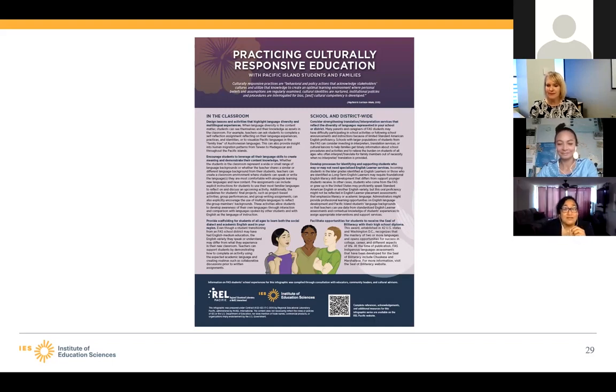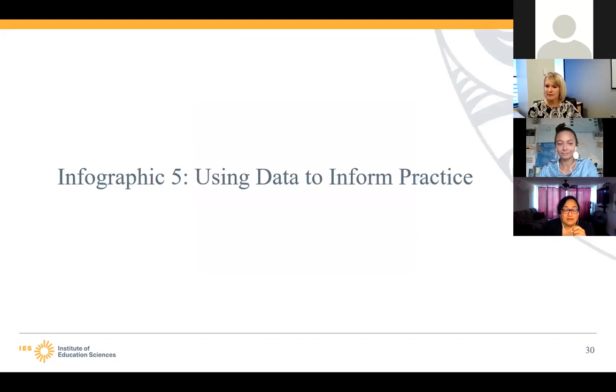Thanks, Kirsten. Finally, we have our 5th infographic. This one is titled Using Data to Inform Practice. So the first page of this infographic in general is sort of a capstone for the infographic series. And we're really shifting the dialogue towards teachers having to use data to provide high quality instruction, to support their students, to inform the environments that they provide.